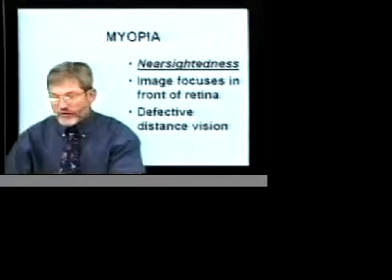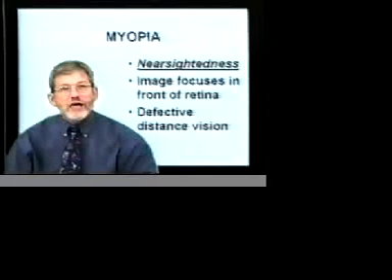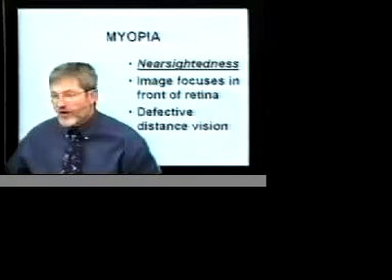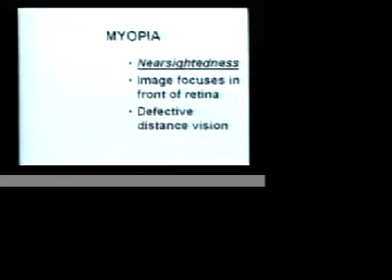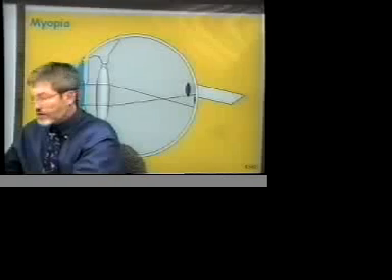So our next refractive error is known as myopia. And you can think of myopia as being nearsightedness. That is the layperson's term for myopia, nearsighted. And when you are nearsighted, the image focuses in front of the retina, and this causes defective distance vision.